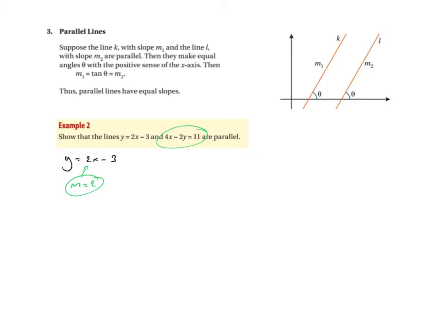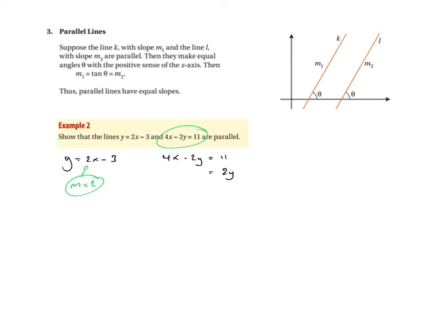Now there's two ways I can do it. I can either get it of the form y is equal to mx plus c and just see if they're the same. Or what I could do is get it of the form ax plus by plus c is equal to 0 and just use the idea of minus a over b is equal to m. I'm going to put it in the form y is equal to something. So let's have a look. We've got 4x minus 2y is equal to 11. I want y on its own. So what I'm going to do is take the 2y across to this side, so I've got 2y.